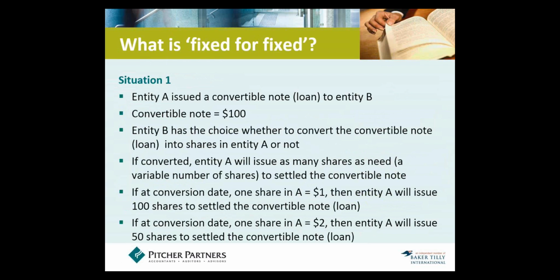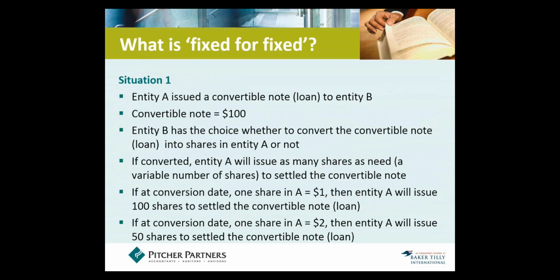And I want to give you two situations to contrast. In the first situation, let's say entity A issued a convertible note or a convertible loan to entity B. So entity A would say debit cash, and the question is, what would be the credit? Usually, or in the old days, we would say credit the loan. But in this instance, we want to determine, is it debit cash credit loan, or is it debit cash credit equity? Or is it a compound?